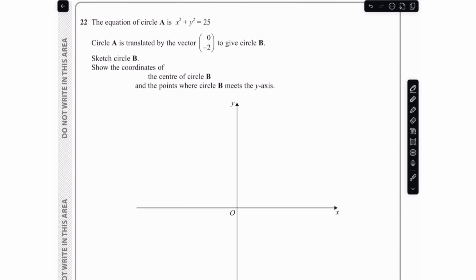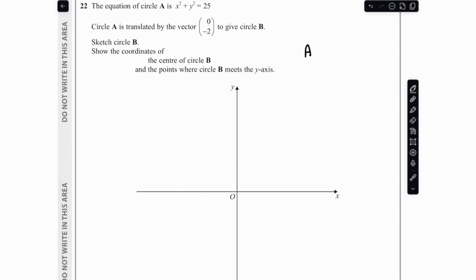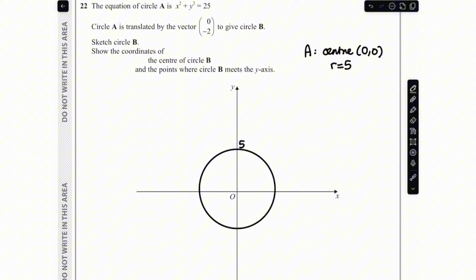In question 22, the equation of a circle A is x squared plus y squared equals 25. Circle A is translated by the vector (0, -2) to give circle B. Sketch circle B, show the coordinates of the center of circle B, and the points where circle B meets the y-axis. So circle A has center (0, 0) and radius 5, so it will look something like this, and it meets the y and the x-axis at these points. So we have (0, 5), (5, 0), (-5, 0), and (0, -5).